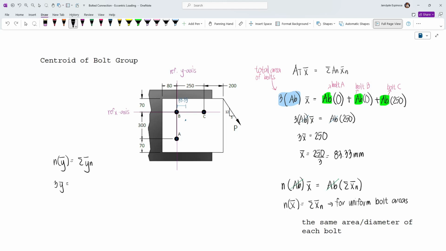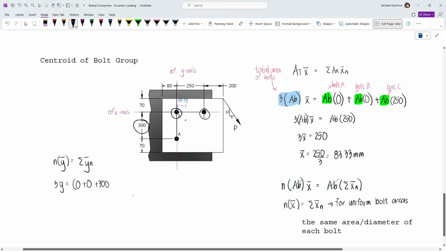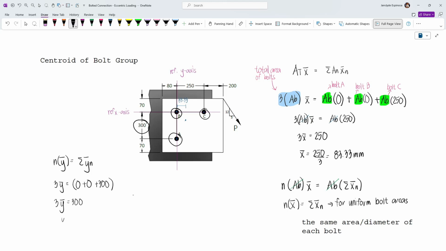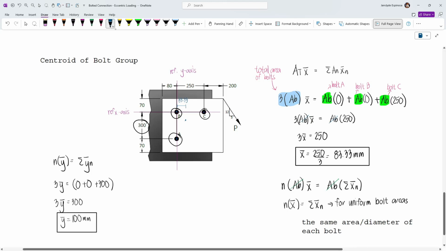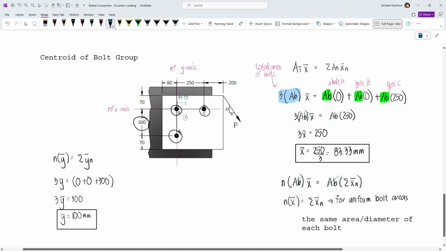barred yn. For the first bolt, let's say bolt B, our barred y is 0 because the centroid of this bolt is located along the reference x-axis, as well as bolt C. Now for bolt A, barred yn is 300 mm from the reference x-axis up to the centroid of bolt A. And so solving barred Y, we have 3 barred Y equals 300. This gives us 100 mm. And so from the reference x-axis up to the centroid, this is 100 mm. And so this is how we're gonna solve barred X and barred Y for our bolt groups.